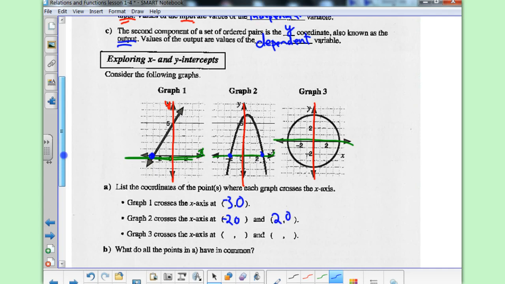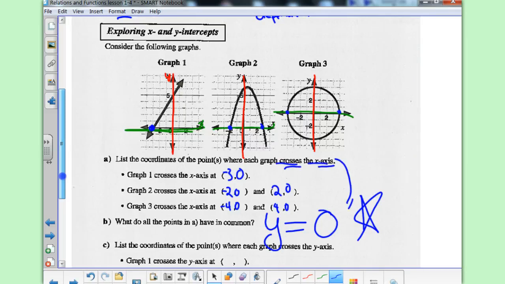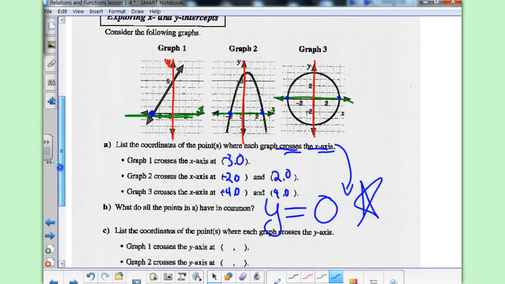And when we consider graph 3, it crosses at these 2 points, which are -4 and 0 and 4 and 0. What do all these points have in common? Well, when you look at it, it becomes really clear that all these points have in common y equals 0. And that's really important to consider. When a graph crosses the x-axis, how high and how low is the point? Well, clearly that point is at a height of 0.